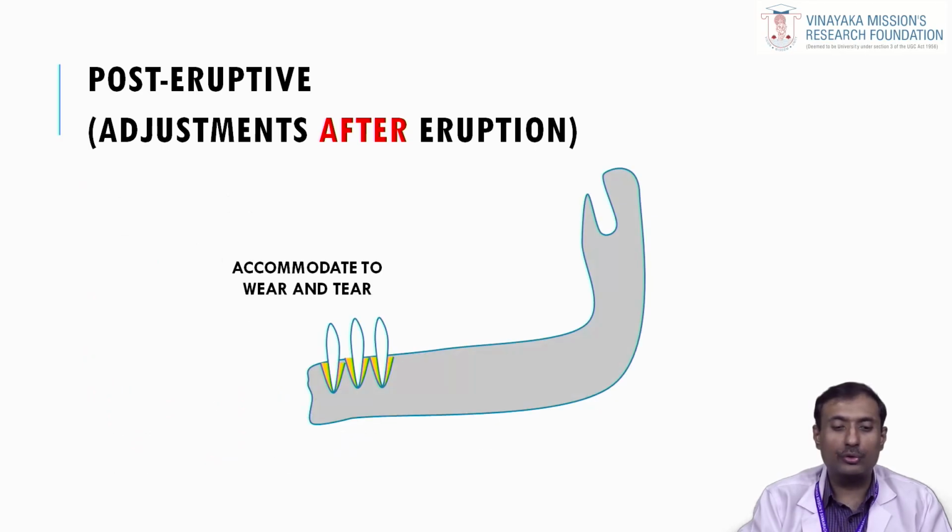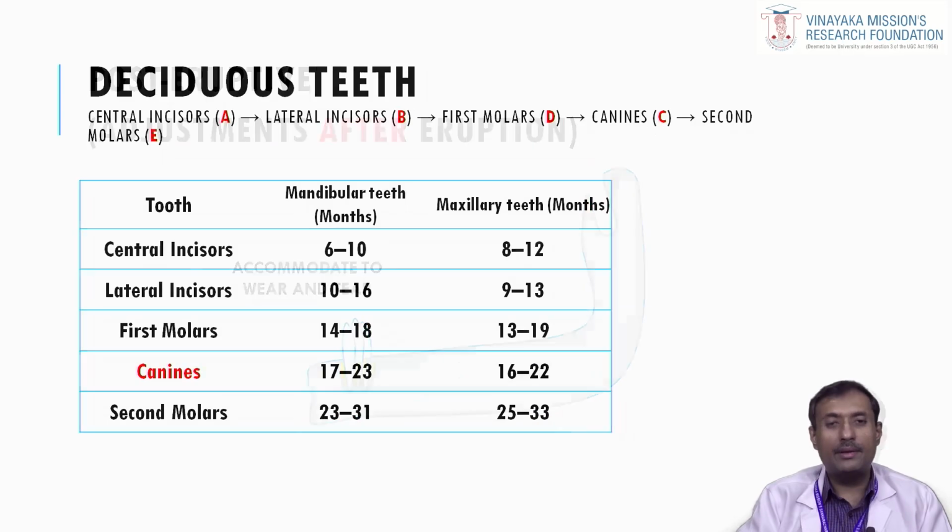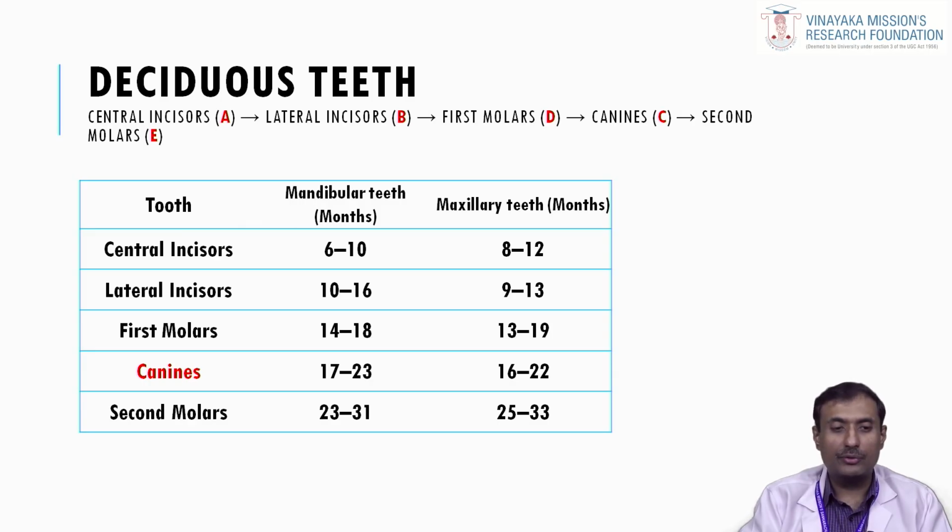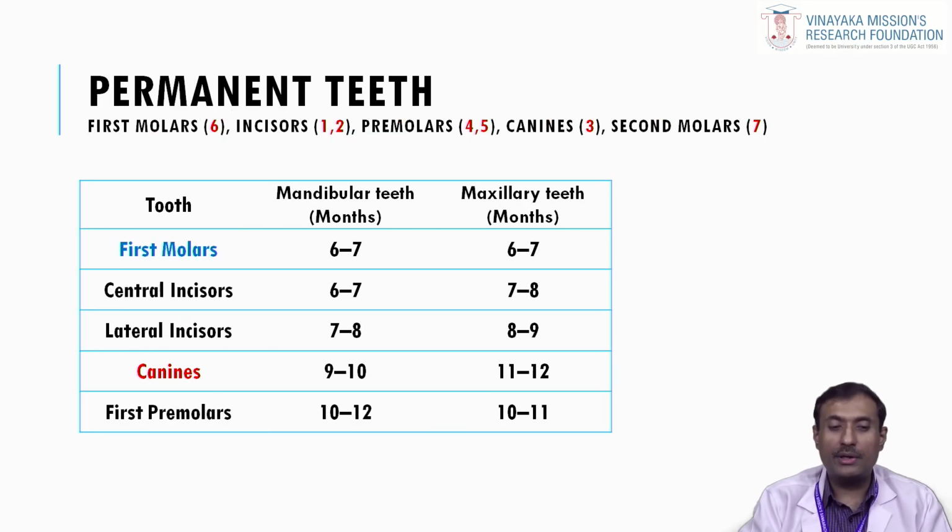This is just a slide to show how the tooth socket changes within the jaw due to wear and tear. Another important aspect of tooth eruption is the sequence of eruption. In this slide I have shown the deciduous teeth. We have to understand here, both for maxilla and mandible, it is in months. The first tooth to erupt is the central incisor, followed by the lateral, then the first molars. The canine erupts after the first molars, followed by the second molars. In the permanent teeth, the first molars erupt first, followed by the central, lateral, then the canine, and then the second molars.